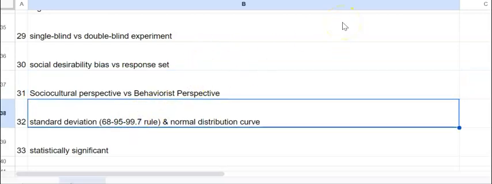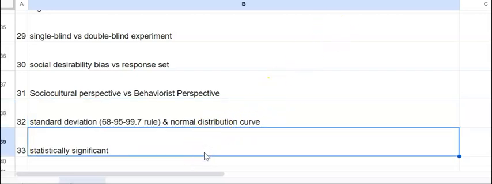Standard deviation and the normal distribution curve. The standard deviation, remember, measures the distance from the mean. So in a normal distribution curve, I'm actually going to do this one in a separate video, so I'm going to pause and save that one for later.